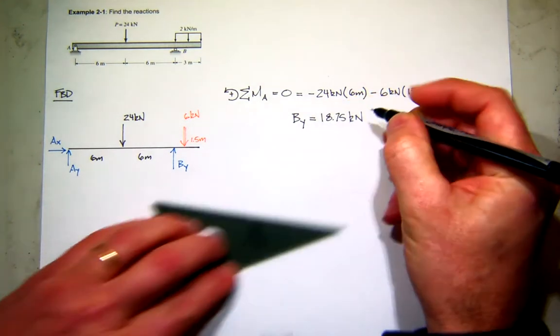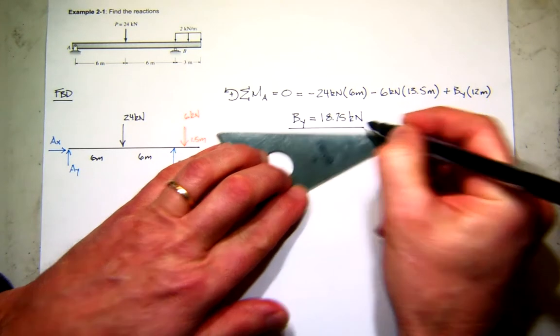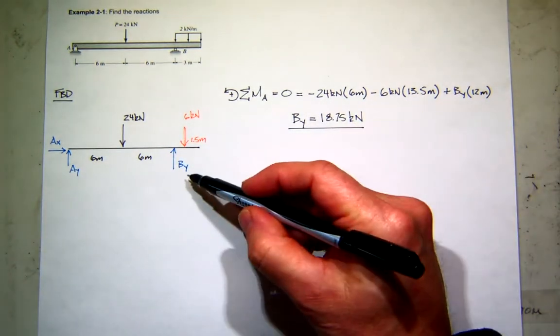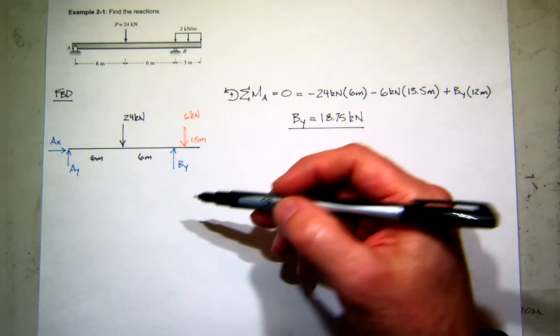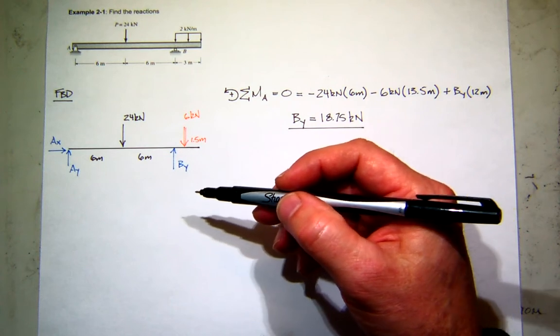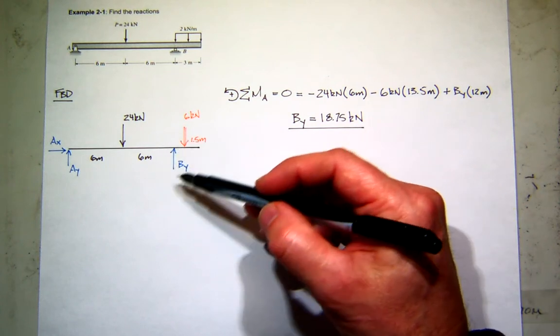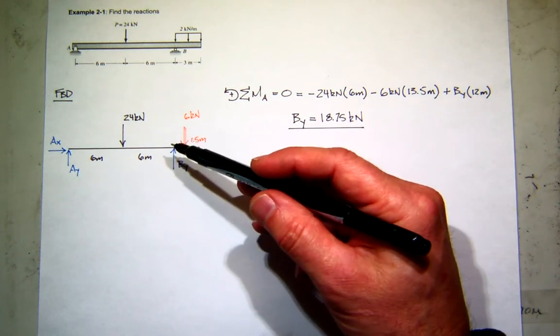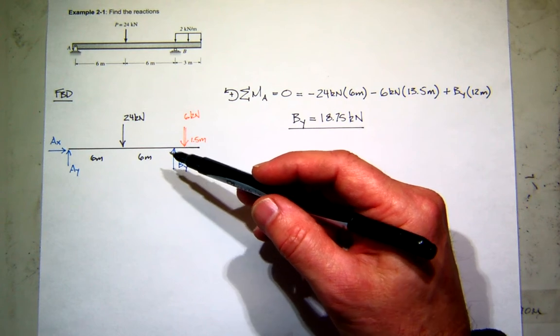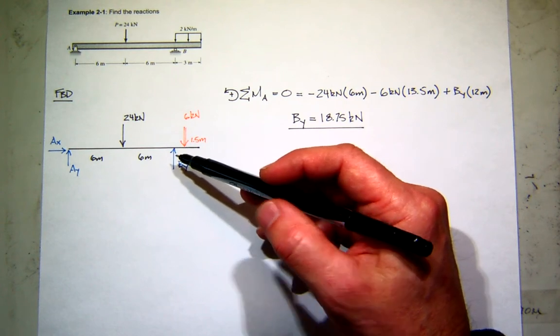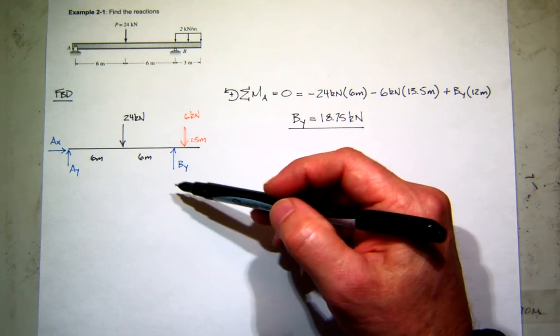I got a positive result for my value. What does that mean? BY is acting up. Does that make sense? I think so. So also you probably already started developing a little intuition in statics. We're going to continue to rely on that in this course to give you some feedback that you're moving in the right direction.